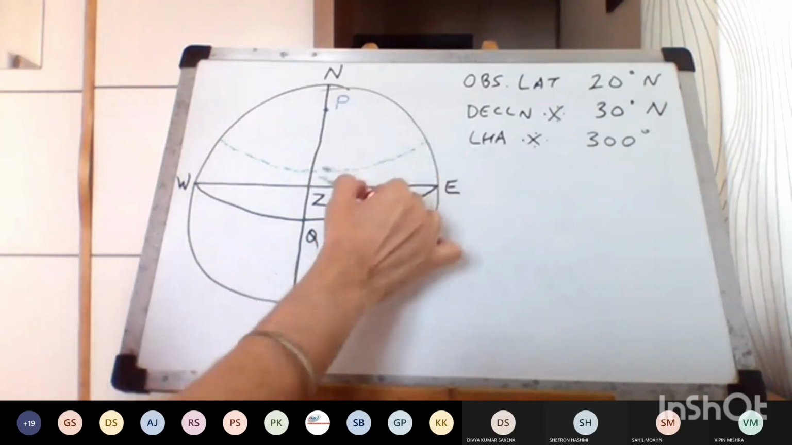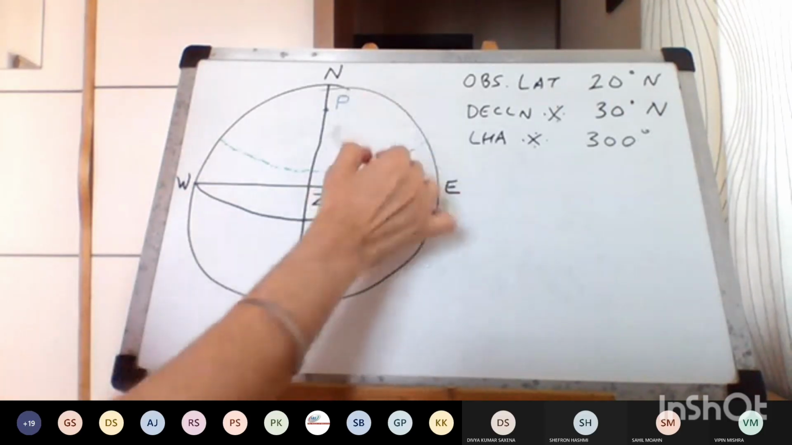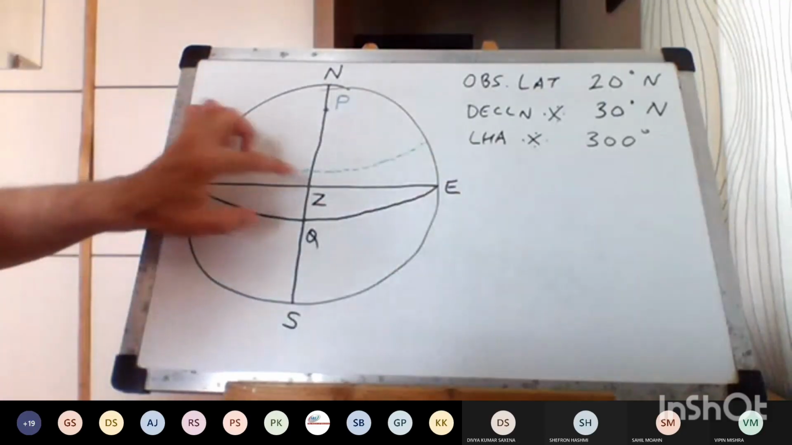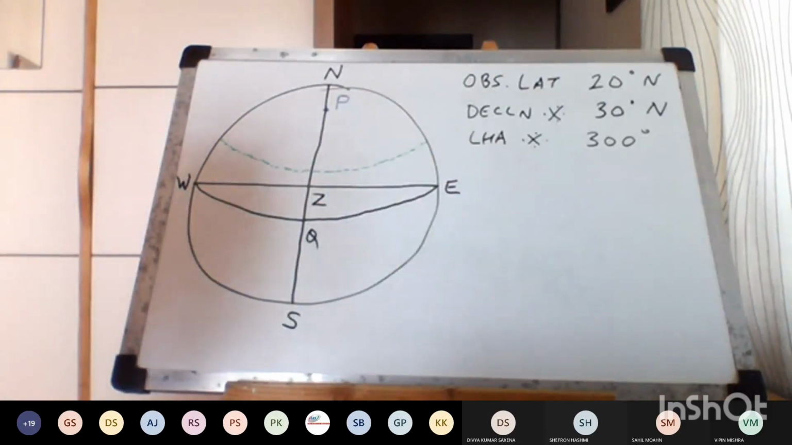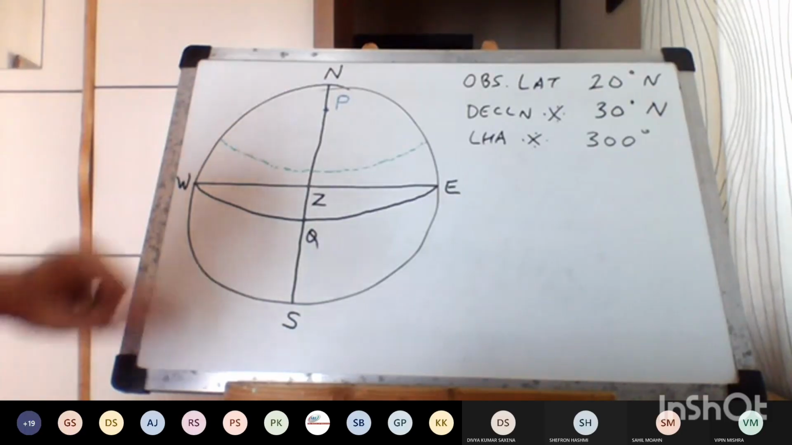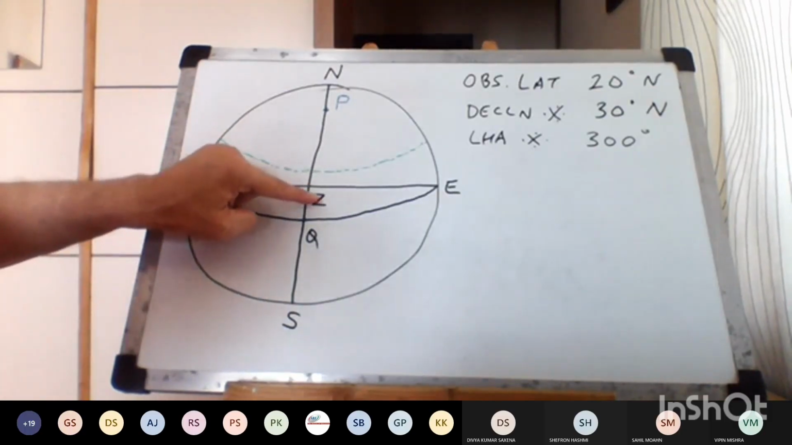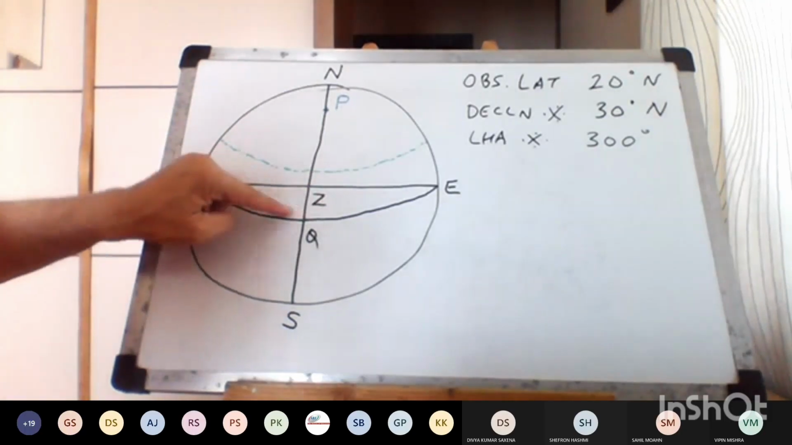55, 50, 45, 40, 30, 20, till it comes on the observer's meridian. What is the bearing on the observer's meridian? 0. North. 180. 180, sir. 180 if the body would have crossed the meridian south of the observer.